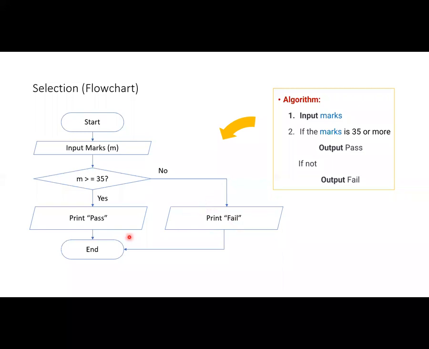It always chooses only one decision, depending on the condition. They don't choose both steps. Either pass or fail.